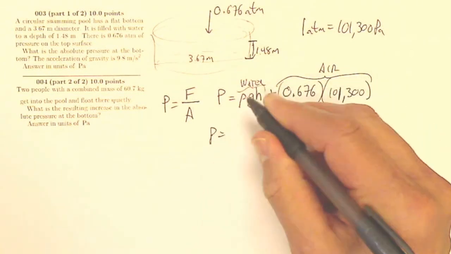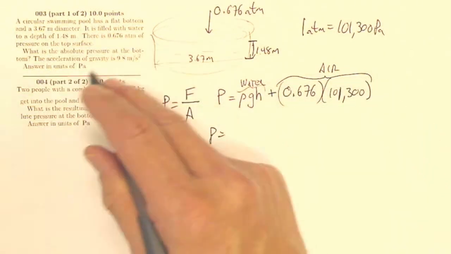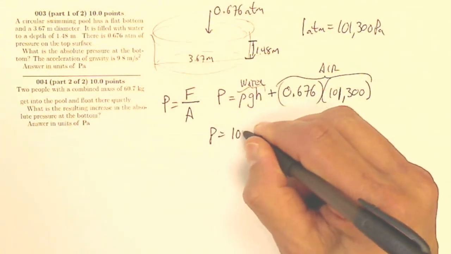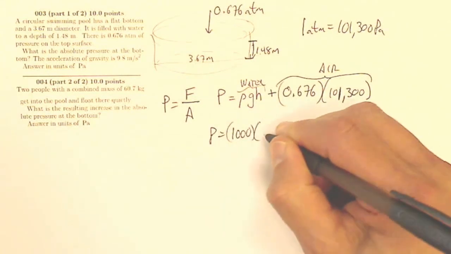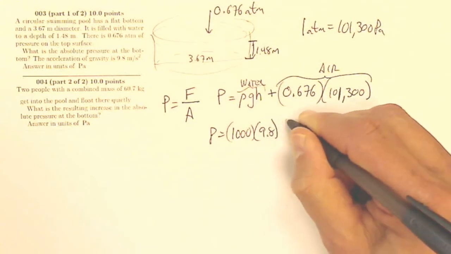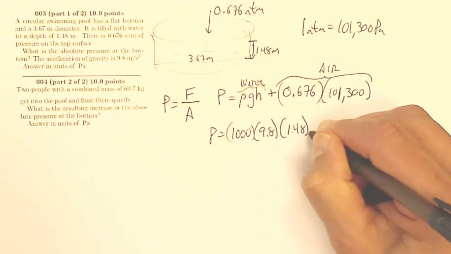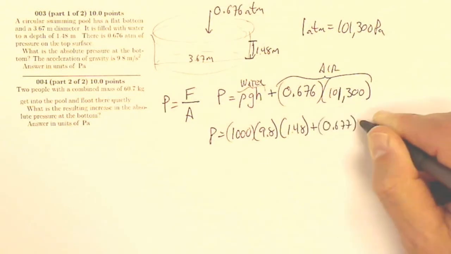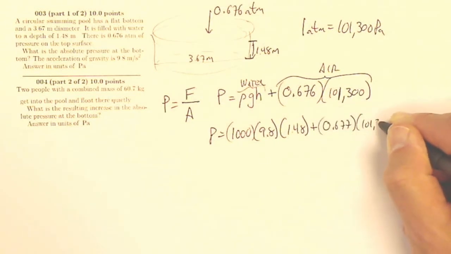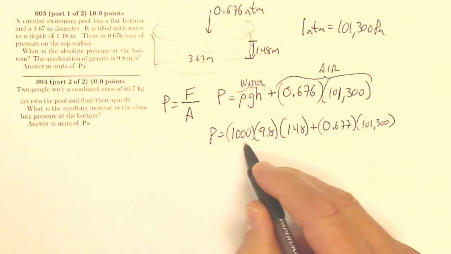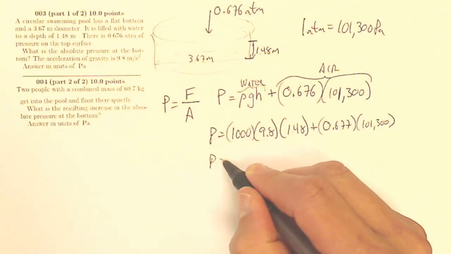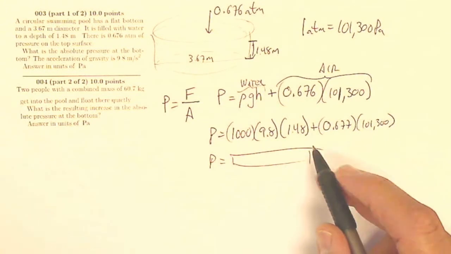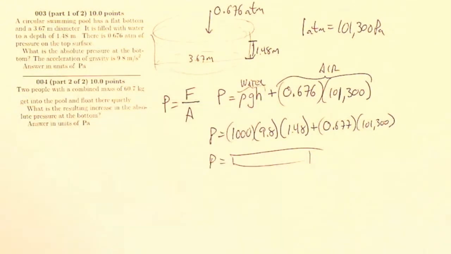So my pressure is going to be the density of water. Since they don't tell me, I know that water is 1,000. Gravity is 9.8. The height is 1.48, plus my 0.676 times 101,300. So that'll give me my absolute pressure at the bottom of the pool due to all of that. So that's the answer to number 3.